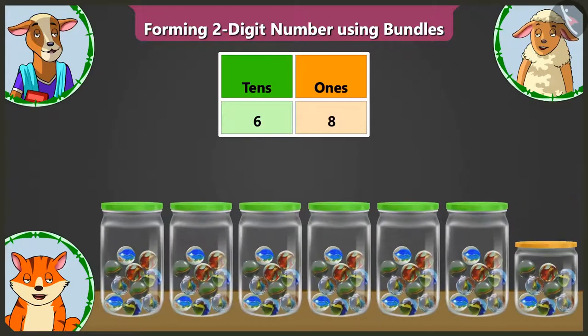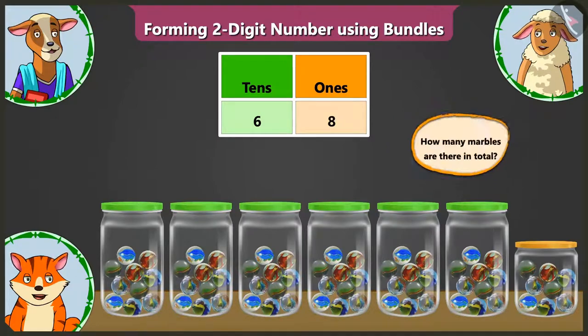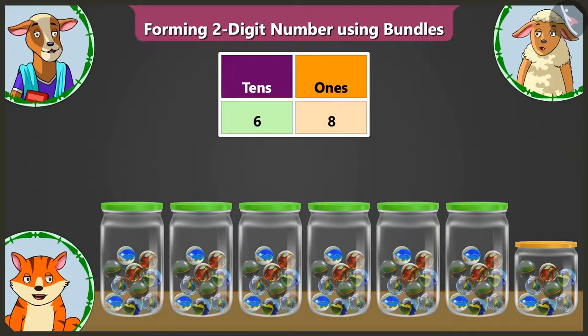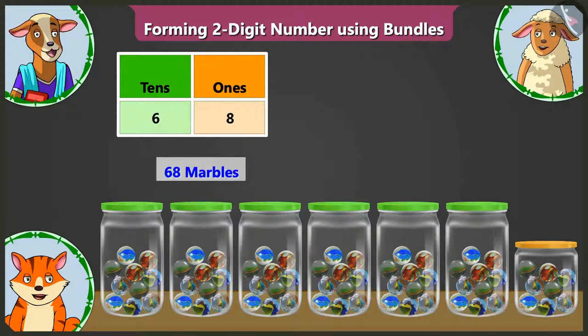Well done, Billy. But my question was, how many marbles are there in total? Here, in the tens box, there is 6, which means 60 marbles. And in the ones box, there is 8. That means there are 8 marbles. That is why there are 60 and 8, 68 marbles in total. Yes, well done. Now look, children, I will teach you how to expand 68 into 2 parts.